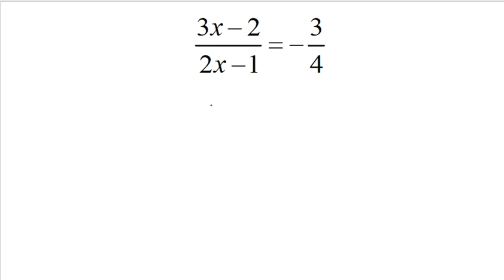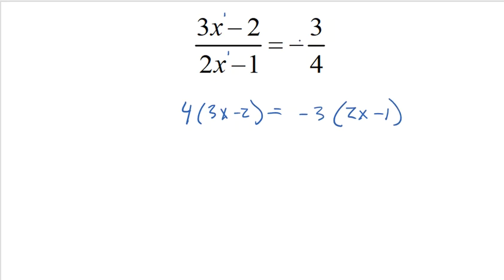This is another linear equation, but notice, it's linear because I have an x to the first and another x to the first, and I have one fraction on the left and one fraction on the right, so that's kind of nice. I can just go ahead and cross multiply right away. So I get 4 times (3x minus 2), and I get negative 3 times (2x minus 1).